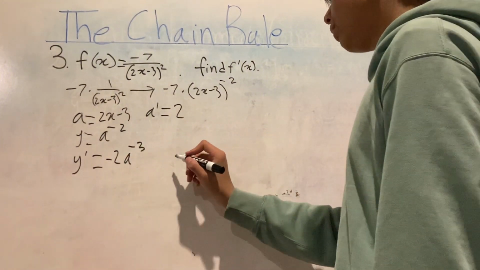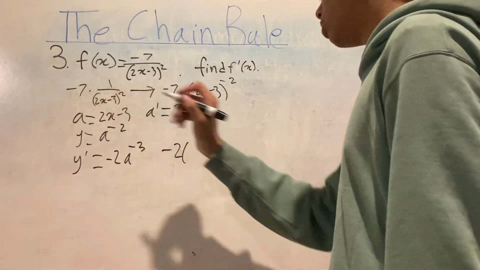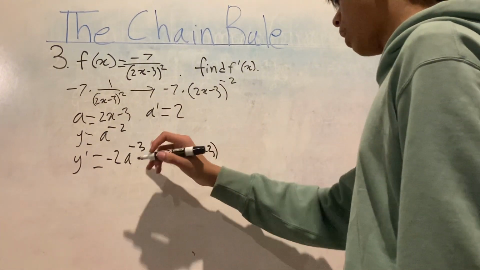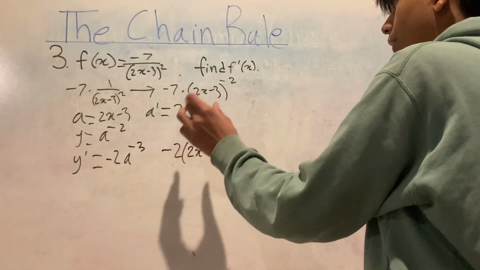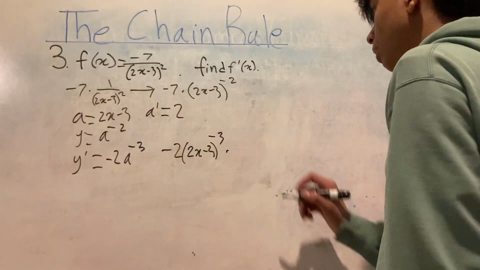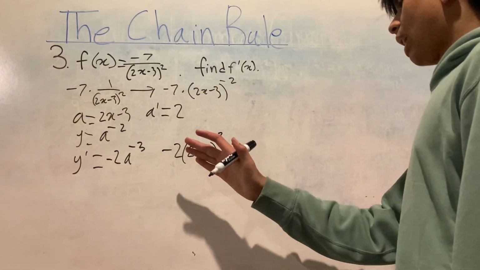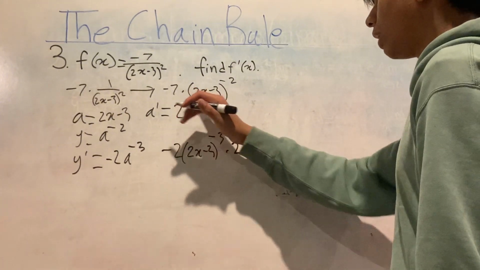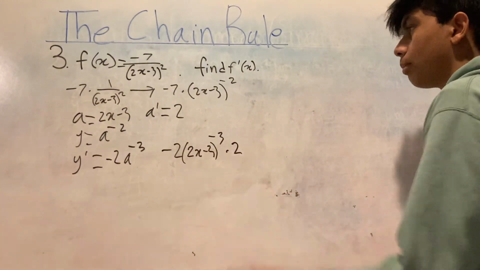So we have -2 multiplied by a, which is 2x minus 3, and this is to the power -3. And this is multiplied by the derivative of the inner function, which is a prime, so 2. Now, we have this, but just remember, this is only of this, without -7. So now we have to multiply this whole thing by -7.